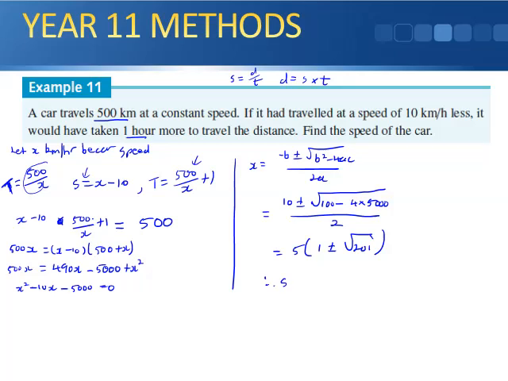Therefore, the speed is 1 plus the square root of 201, times 5, which is approximately 75.887 kilometers per hour. I don't need to worry about the negative because I can't have a negative speed.